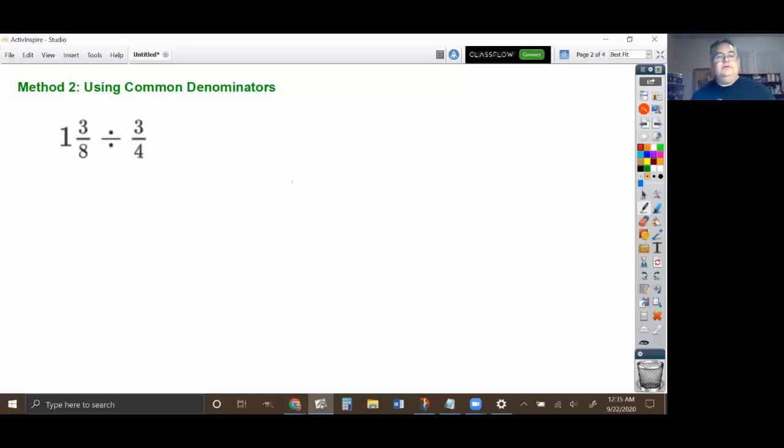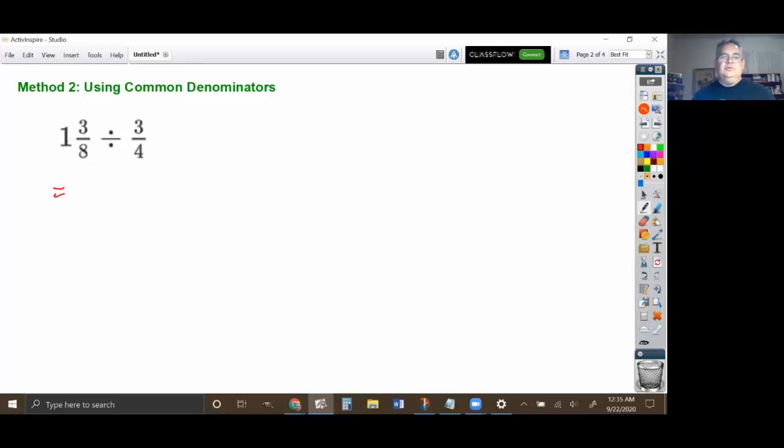So now we are going to do more fraction division. This time we're going to use common denominators. And this is kind of one of my favorite methods to do division of fractions. So if I have 1 3/8 divided by 3/4, the first thing I'm going to do is turn this into a proper fraction.